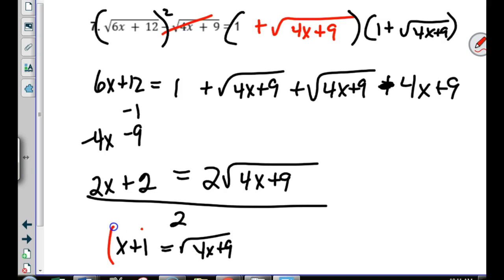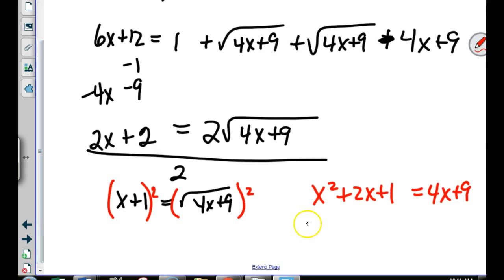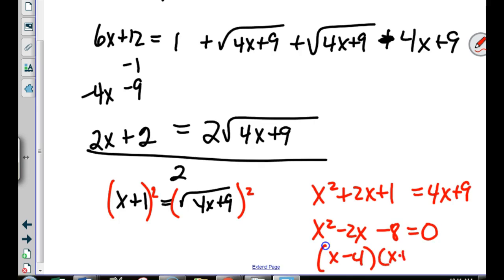So now if I subtract the 1 and the 4x and the 9 all over to this side, I'll have 2 square roots of 4x plus 9 equals 2x plus 2. If I divide everything by 2, I get x plus 1 equals square root of 4x plus 9. Then I have to square both sides again. I get x squared plus 2x plus 1 equals 4x plus 9. X squared minus 2x minus 8. Factors x minus 4, x plus 2. So I got 4 or negative 2.